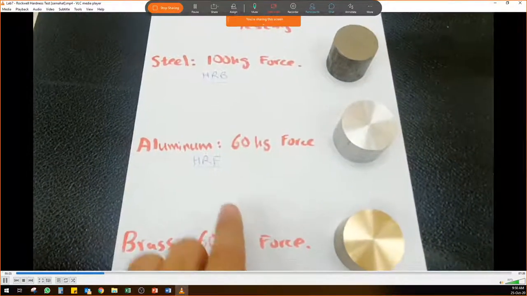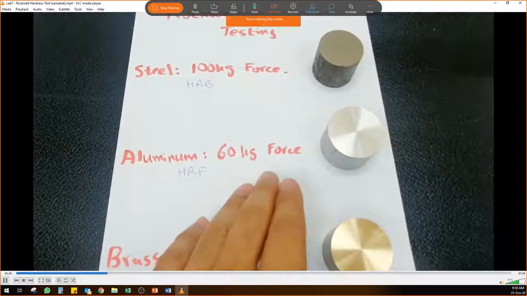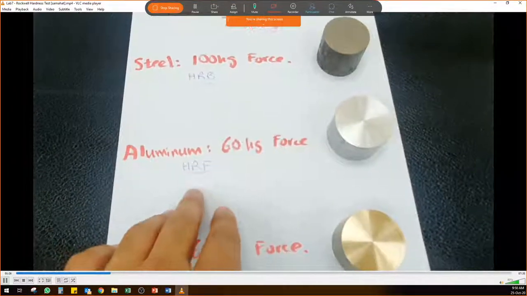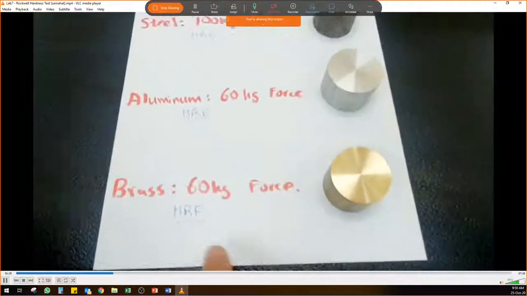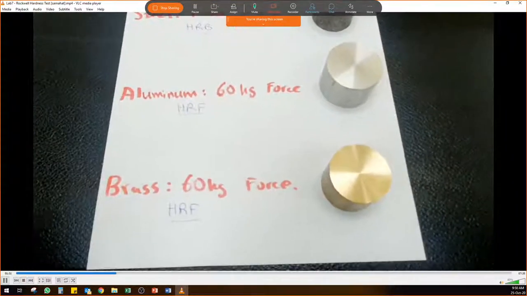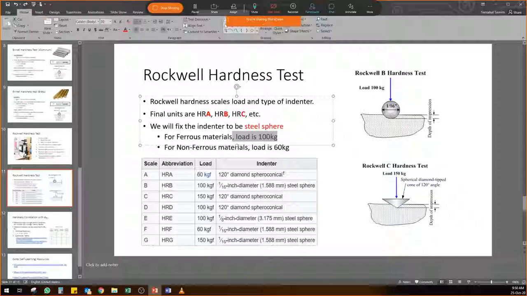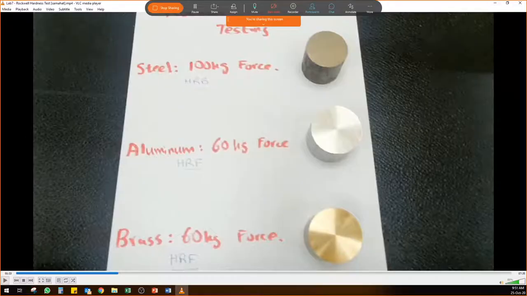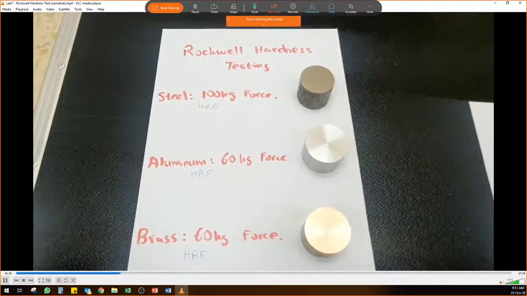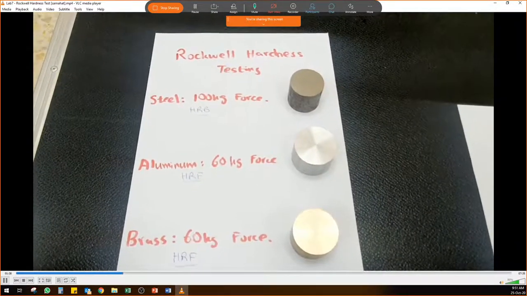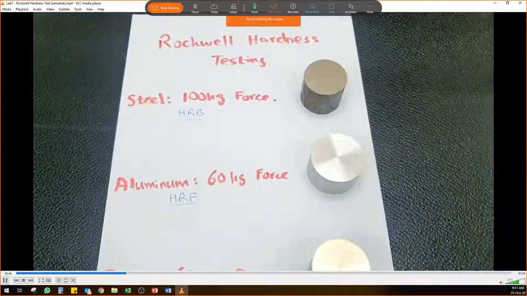For aluminum, which is non-ferrous, we are going to use 60 kilogram force using the same 1/16 indenter, and this is called the HRF scale. And also for brass, we are going to use 60 kilogram force, which is again the HRF scale. So let's see how we get the HRF scale. HRF has 60 kilogram force load and 1/16 inch diameter. So here we are using HRF for the brass and aluminum samples. Okay, let's continue. For all three samples, we will take two point readings in order to make sure we have the right value of each one of them.